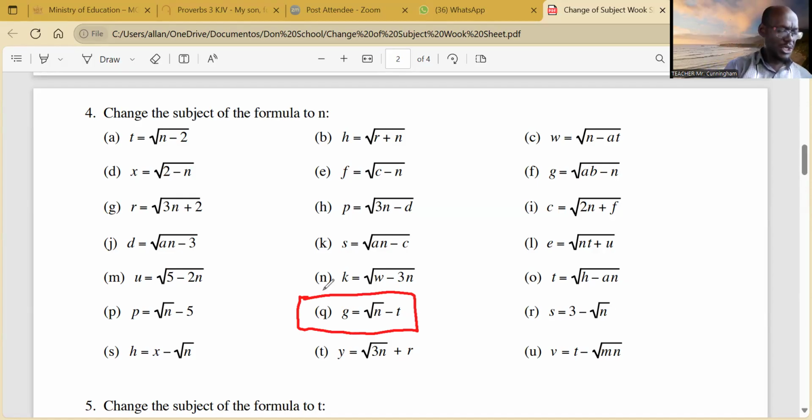So Q is G equals the square root of n minus t. The square root of n minus t. Go ahead. We're finding for n, people. Don't forget that. We're finding for n.